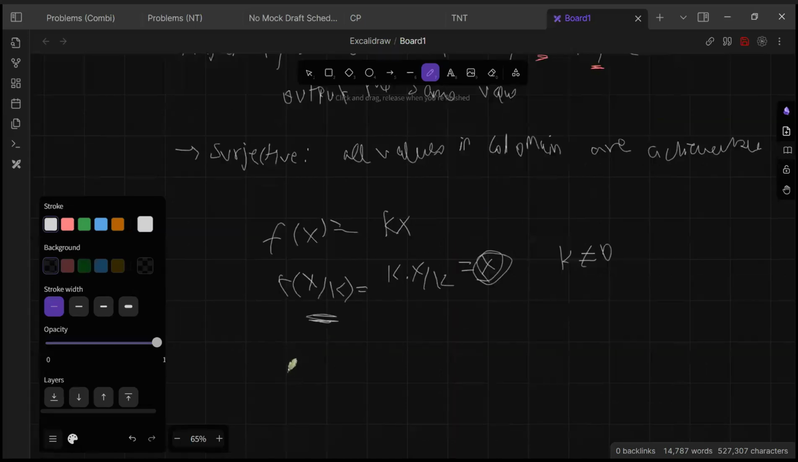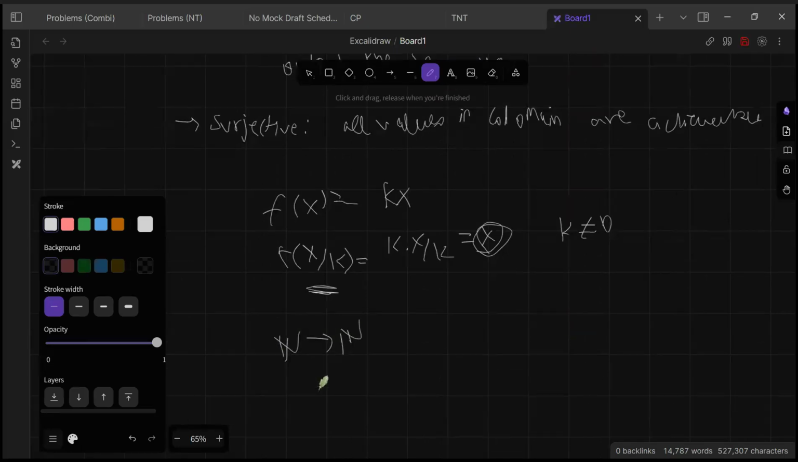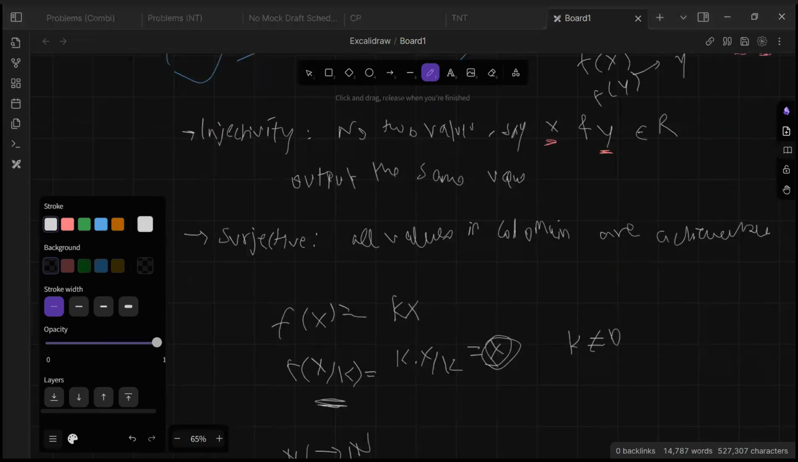But if I'm going from N to N, and my function is f(x) = kx, then this is not surjective. Why is it not surjective? Onto function. Yes, I think surjective is called onto and injective is called one-to-one in alternative terminology. Injectivity is called one-one, and surjectivity is called onto, I think.